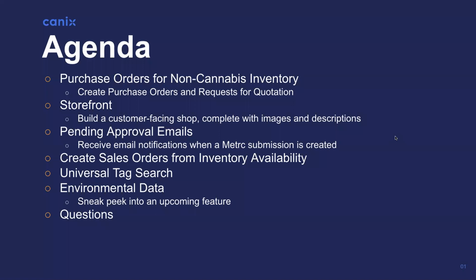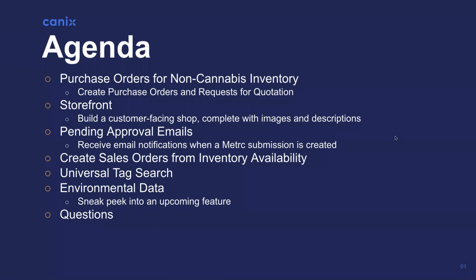The storefront, so this is a customer-facing storefront where the inventory within your Canix platform is put onto a customer-facing shop where you can upload images, descriptions of your products, including test results, things like that, and give access to your customers so they can place sales orders based on the inventory that you currently have. So instead of having a salesperson reach out to your customers, you give them access to the storefront, and they can create sales orders as needed, as they need product.